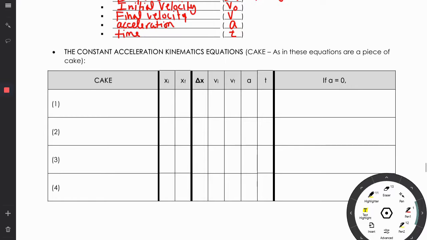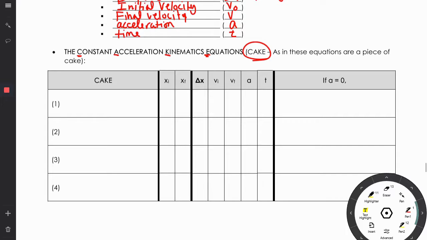What we're going to do in this chart is break it down into what the equation is, and we like to call it CAKE, as in constant acceleration kinematics equation. It's just an acronym, C-A-K-E, as in these equations are a piece of cake. So that's what this really means.